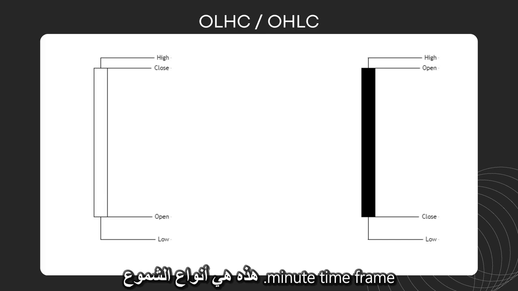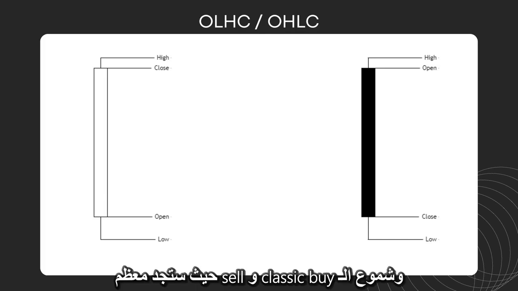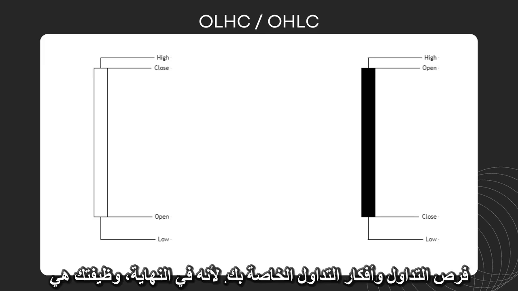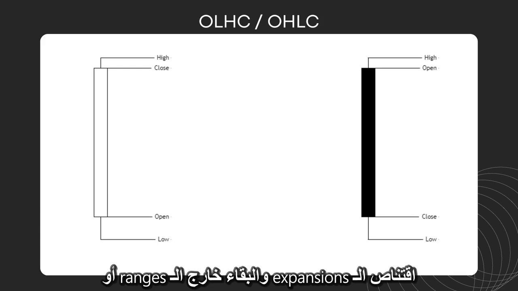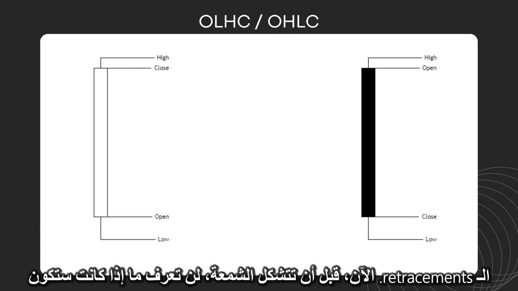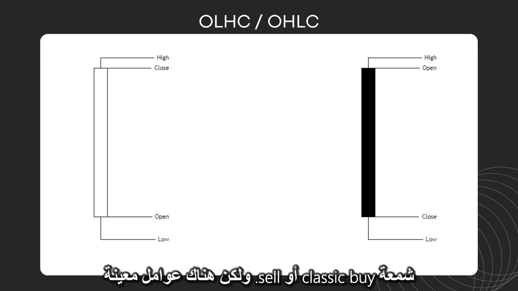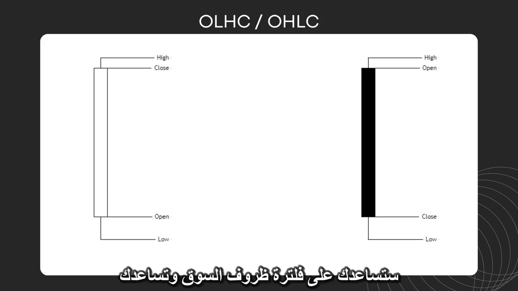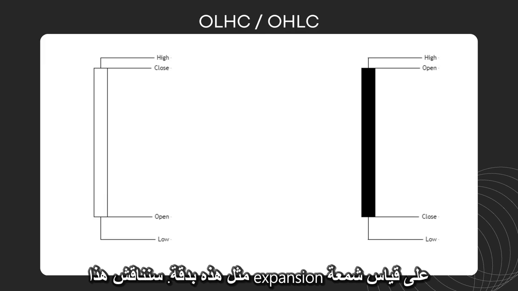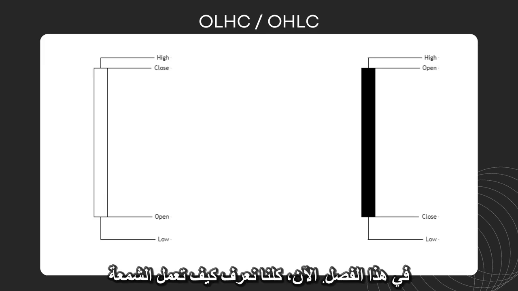These are the types of candles, the classic buy and sell candles, where you're going to find most of your trading opportunities and trading ideas, right? Because after all, your job is to catch expansions and stay out of the ranges or retracements. Now, before the candle forms, you won't know if it's going to be a classic buy or sell candle. But there are certain factors which are going to help you filter out market conditions and help you accurately catch expansion candles like these, right? We're going to discuss this in this chapter.